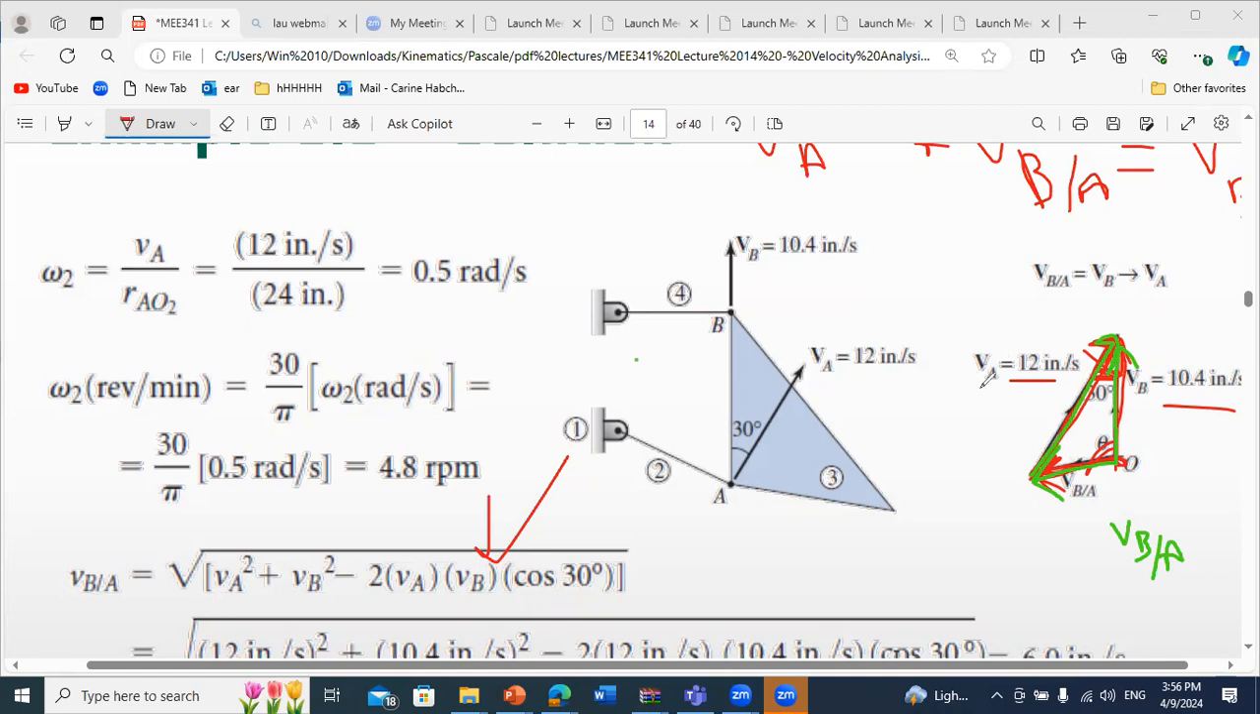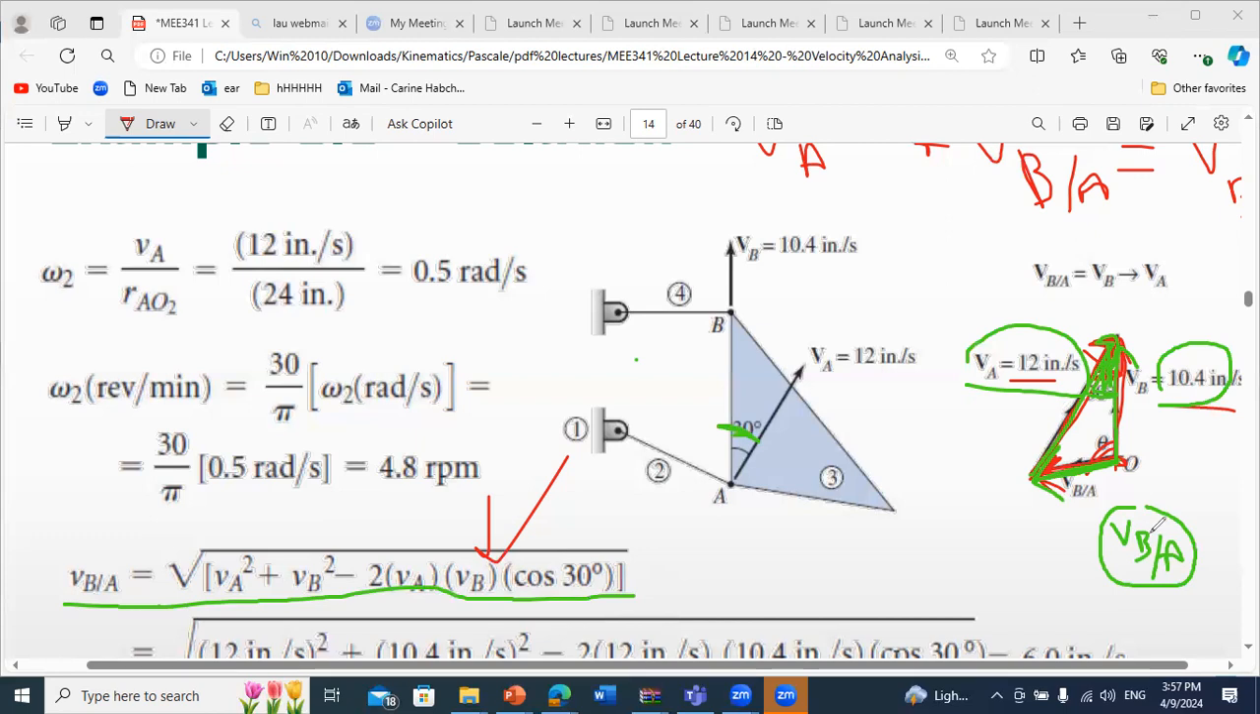I know the magnitude of VA, which is 12. I know the magnitude of VB, which is 10.4. And I know from the figure that the angle between these two vectors is 30. So I know this angle here. Because I know the angle between two sides, I can get the length of the opposite side using cosine law. So I can start by doing cosine law to get the magnitude of VB relative to A, which is radical VA square plus VB square minus 2 VA VB cosine 30.